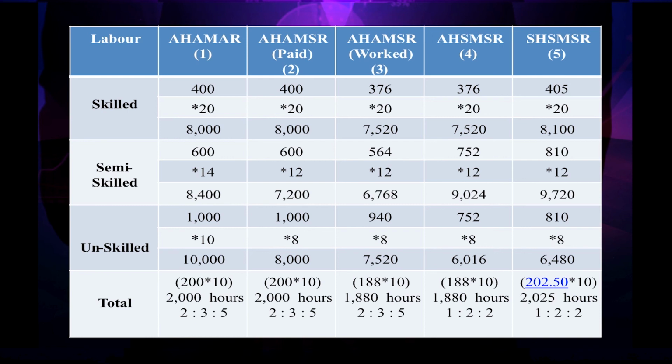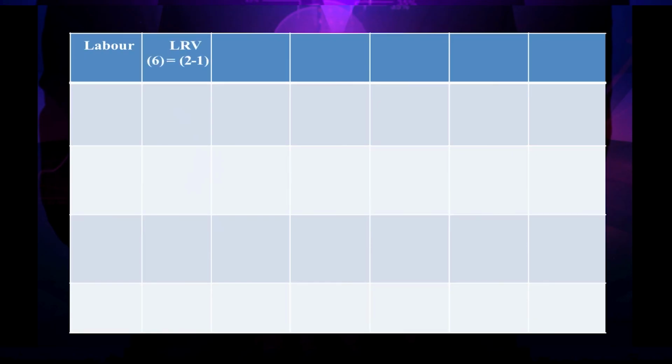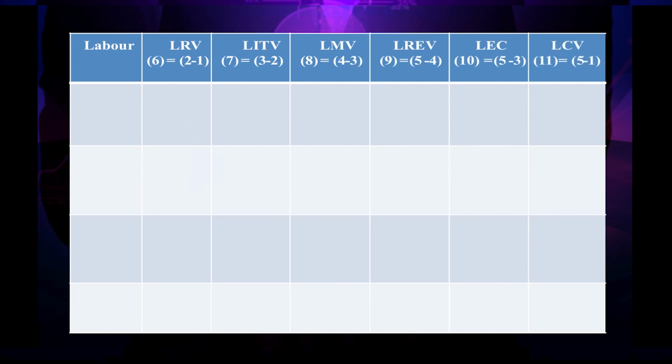So, the final total of column 1 for all the 3 varieties is 26400, column 2 23200, column 3 21808, column 4 22560, column 5 24300. Now, let us have the further 6 columns which are the answer part. Column number 6 LRV, column number 7 LITV, column number 8 LMV, column number 9 LREV, column number 10 LEV and column number 11 LCV. The 3 rows are skilled, semi-skilled, unskilled and a final row total.